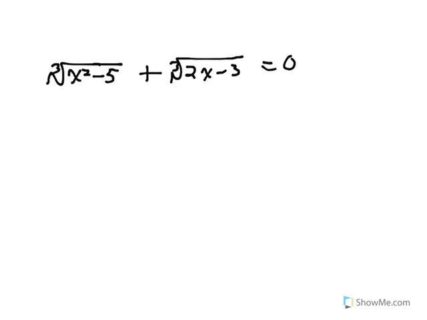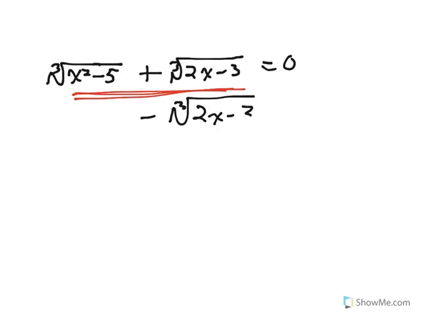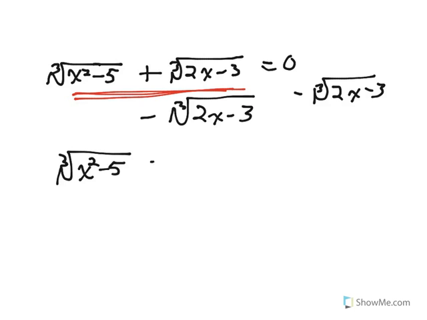Another example: sometimes we will have two radicals on one side of the equal sign. Our goal is to get one radical all by itself. Doesn't matter what's on the other side of the equal sign. So I'm going to subtract the cube root of 2x minus 3 from both sides of the equal sign so that I have a single radical on the left side.